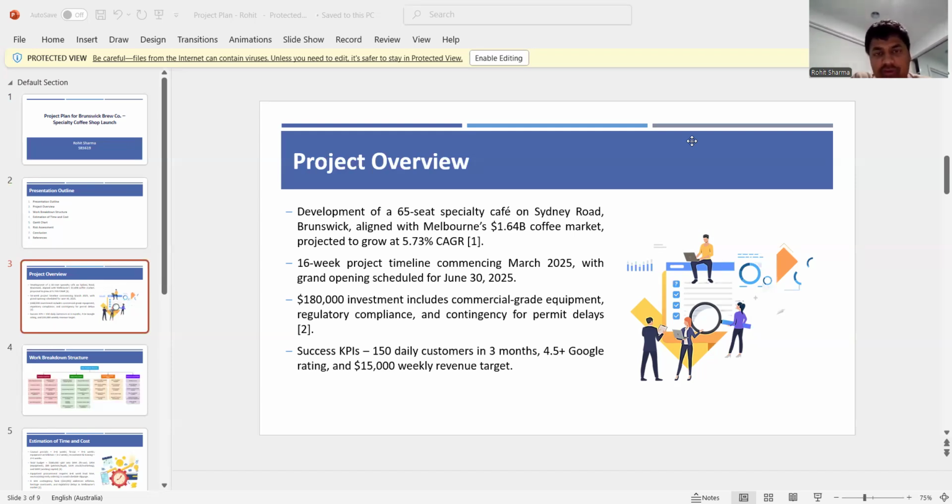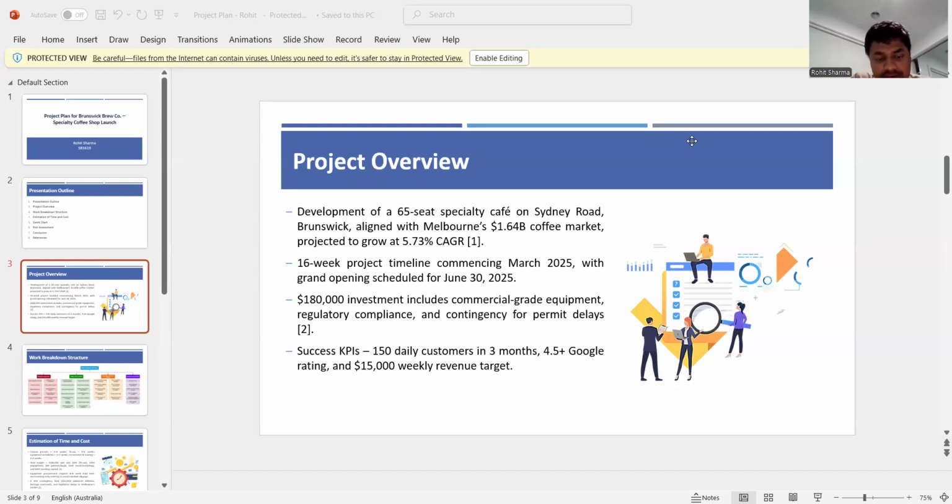For the project timeline, we have a 16-week project timeline which starts in March 2025, and the cafe is going to open on June 30, 2025. Key milestones include design finalization, construction, equipment installation, staff training, and marketing rollout as well.